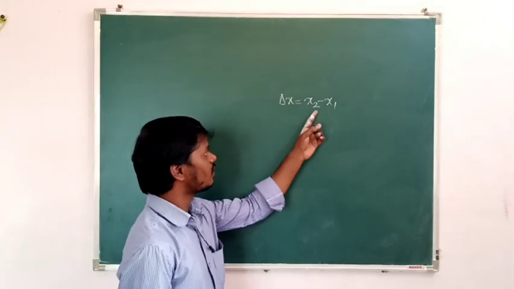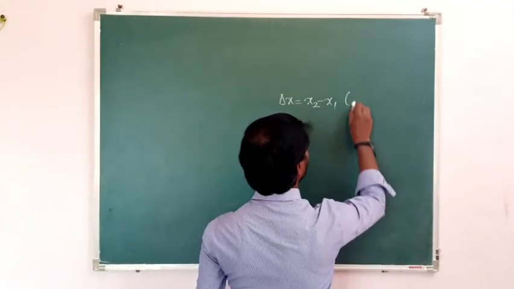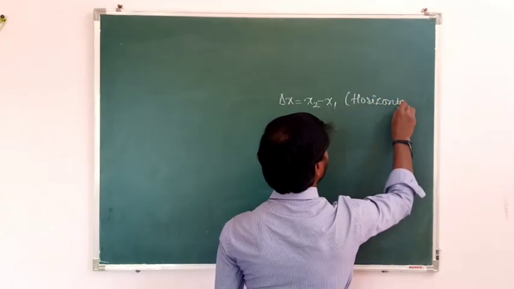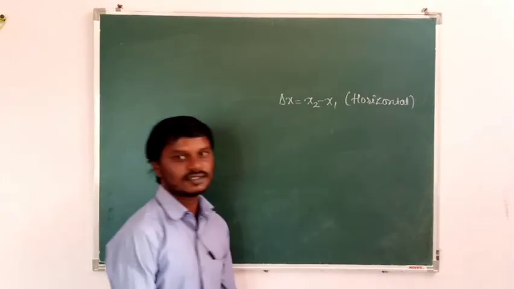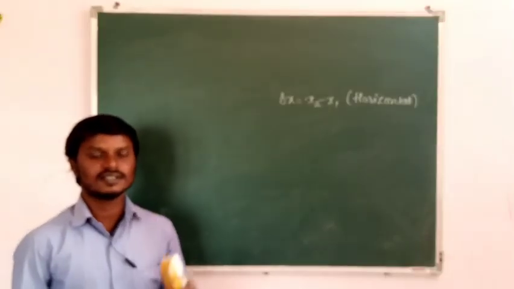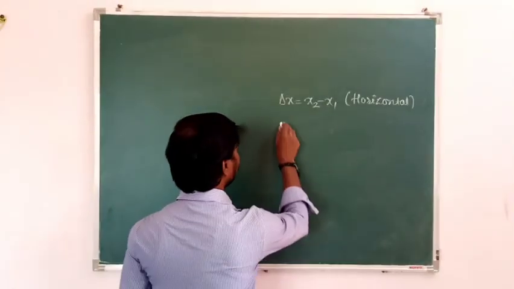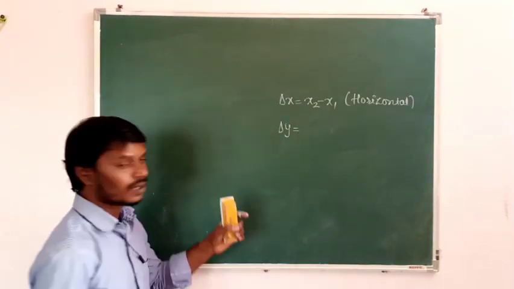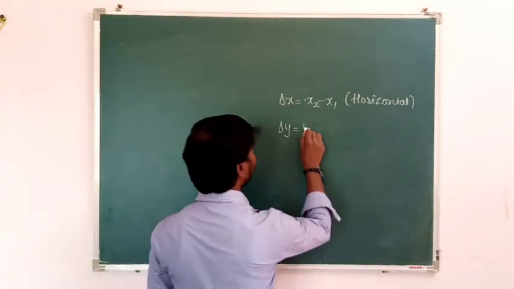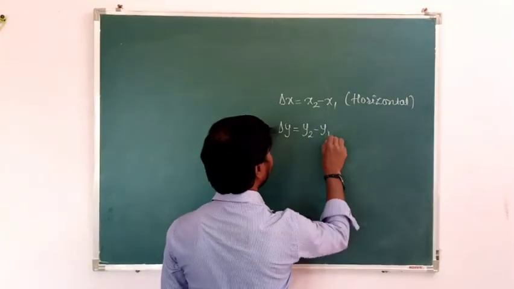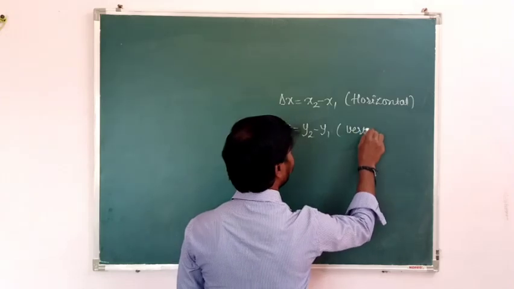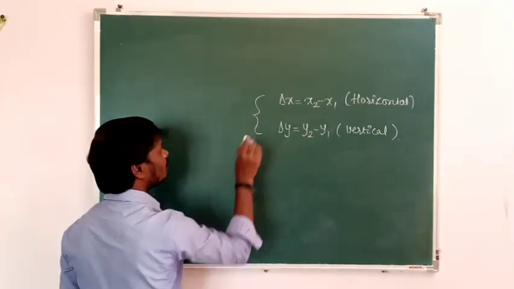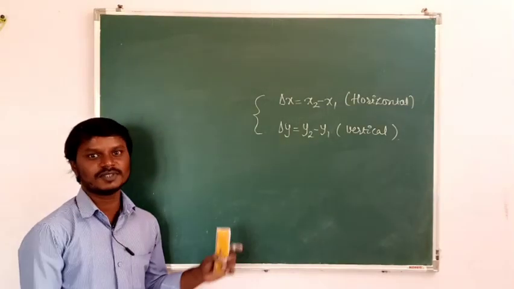Delta x is equal to x2 minus of x1, and it is an example for motion in one dimension. Then it is the formula used to find the displacement vector in case of one dimension. And also the displacement vector in vertical motion, that is delta y is equal to y2 minus of y1. So it is in case of vertical motion. So these two are the formulas used to find the displacement vectors in one dimension.